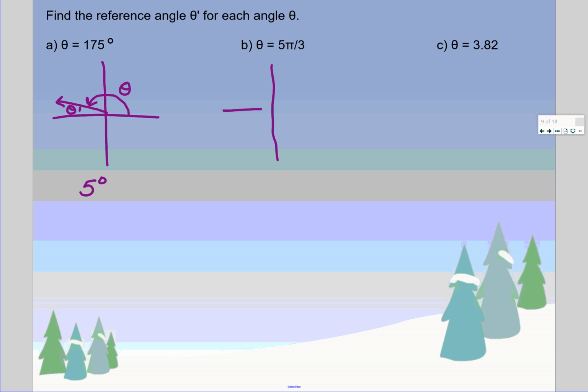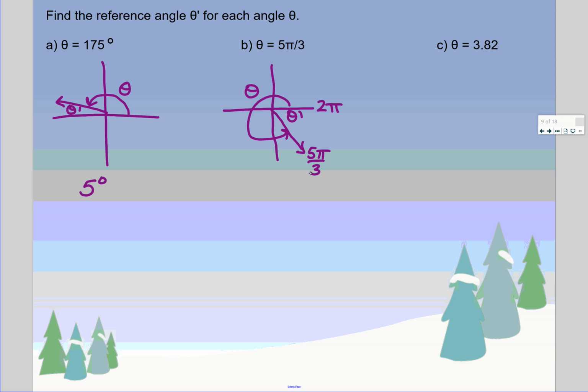Do you guys remember what quadrant 5 pi over 3 is from the circle that we did before? It's in quadrant 4. Yep. Okay, so it's going to be something like this. That's my original theta. So we've got to find theta prime. So in this picture, I'm just trying to figure out how much am I short of a full rotation? Well, what's a full rotation in radians? 2 pi. So I've just got to figure out what's the difference between 2 pi and 5 pi over 3.